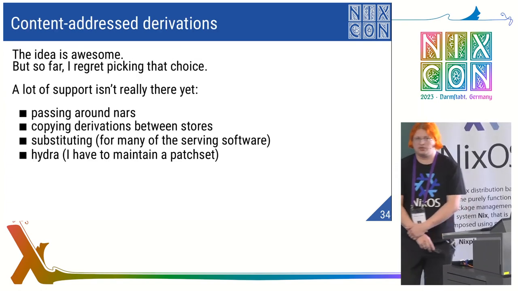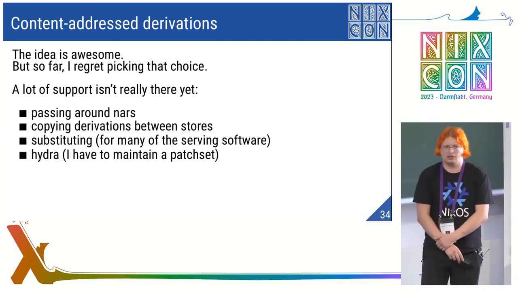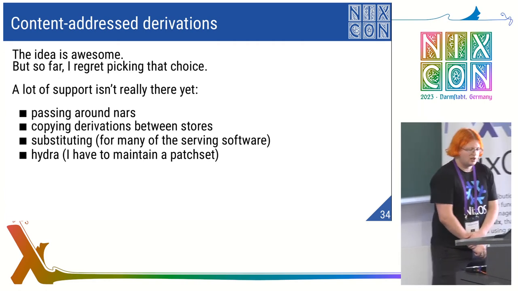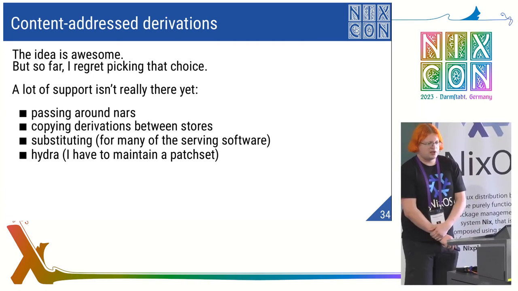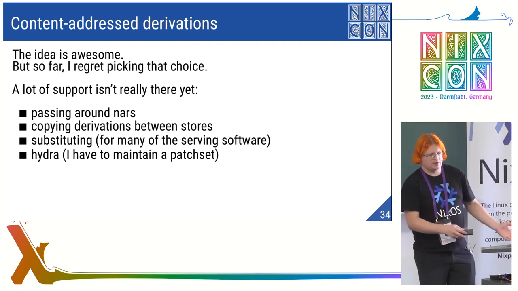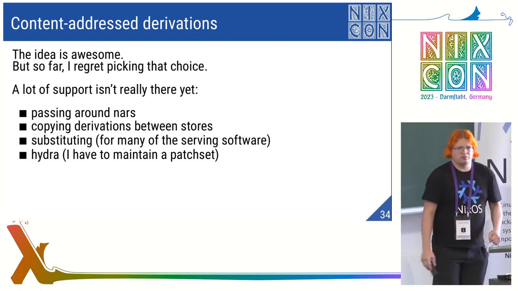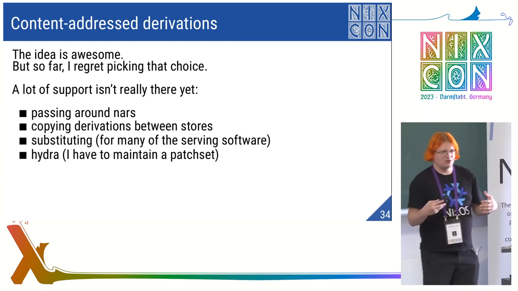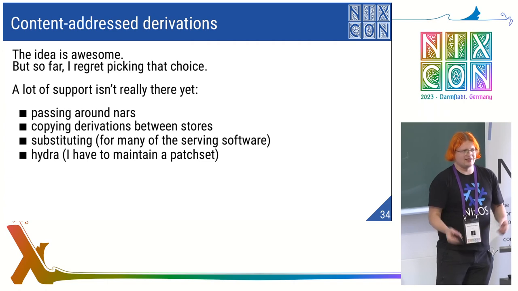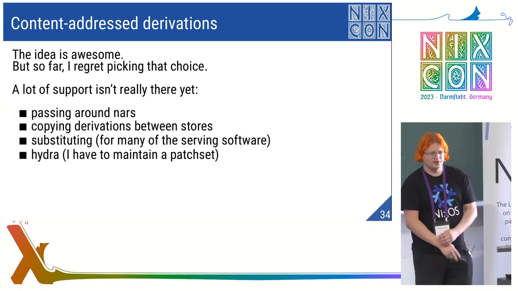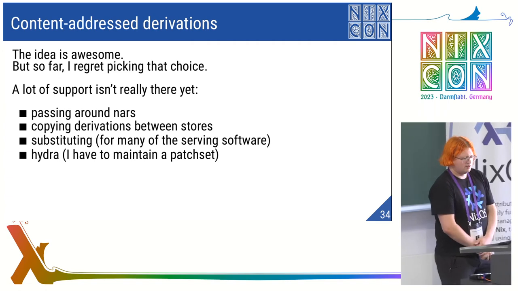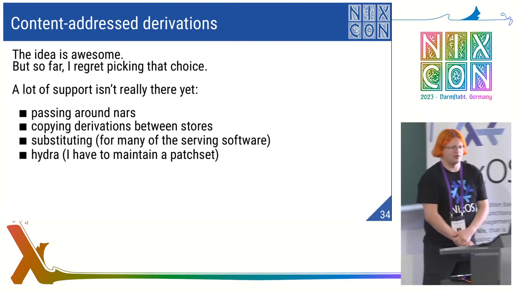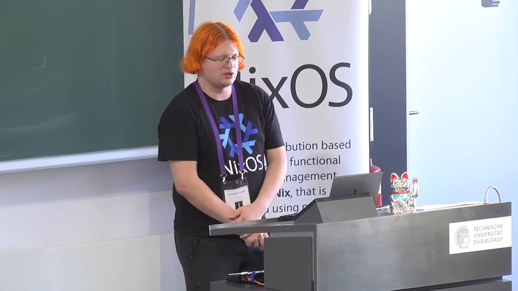And if I were to send myself back a message in time to do something differently, I wouldn't say don't use content address derivations. The idea is awesome, but you can't easily export the derivation realization mappings. And in order to pass around my Nix store between stages, I actually have to butcher the SQLite database until it's reproducible, and then I can pass it around. Again, I just wouldn't use that. Also, Hydra patch set was a pain to maintain. I run a Hydra which can do CA derivations, and well.